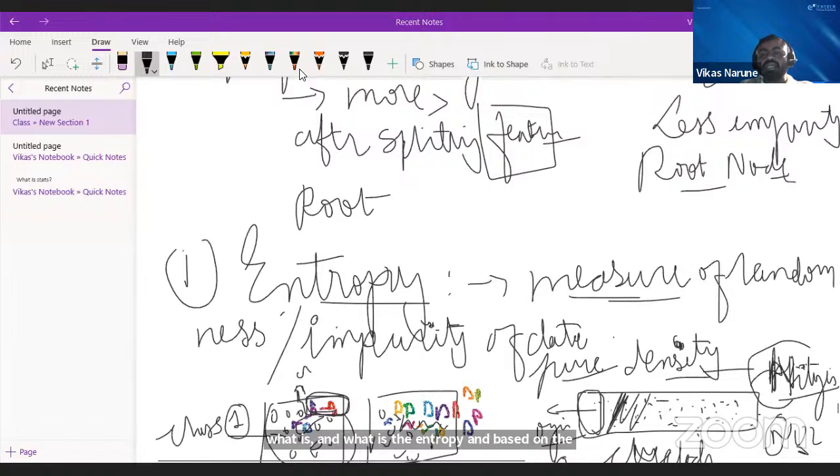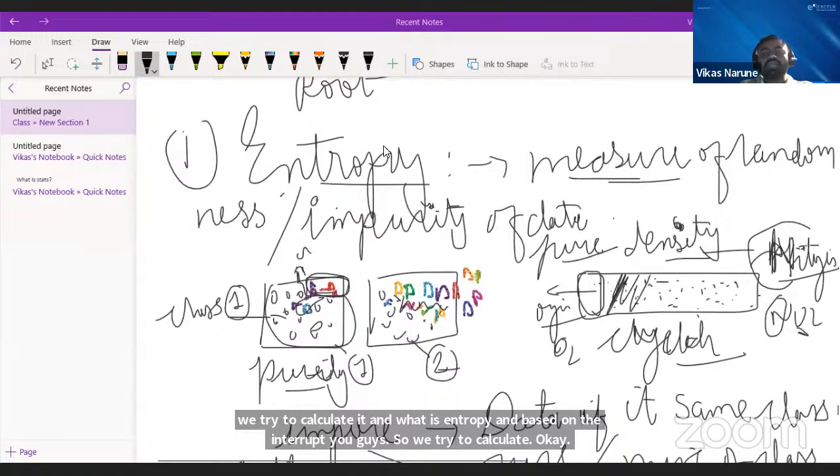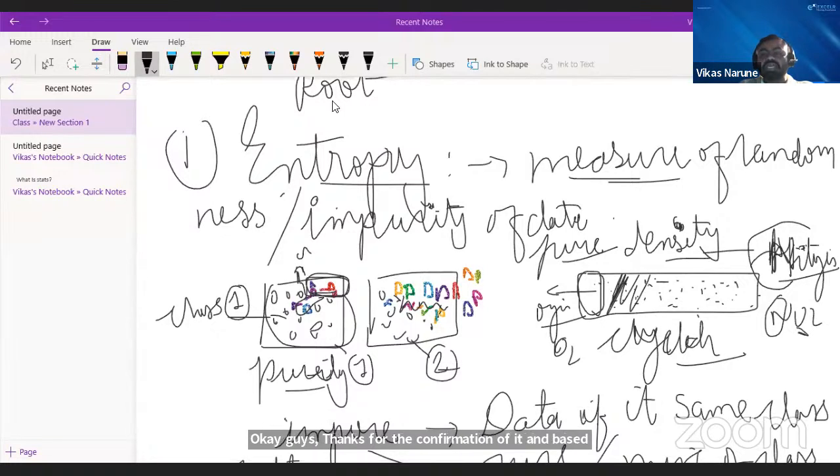Okay, guys. Thank you. Thanks for the confirmation. Basavaraj sir, Rakesh sir, thank you.